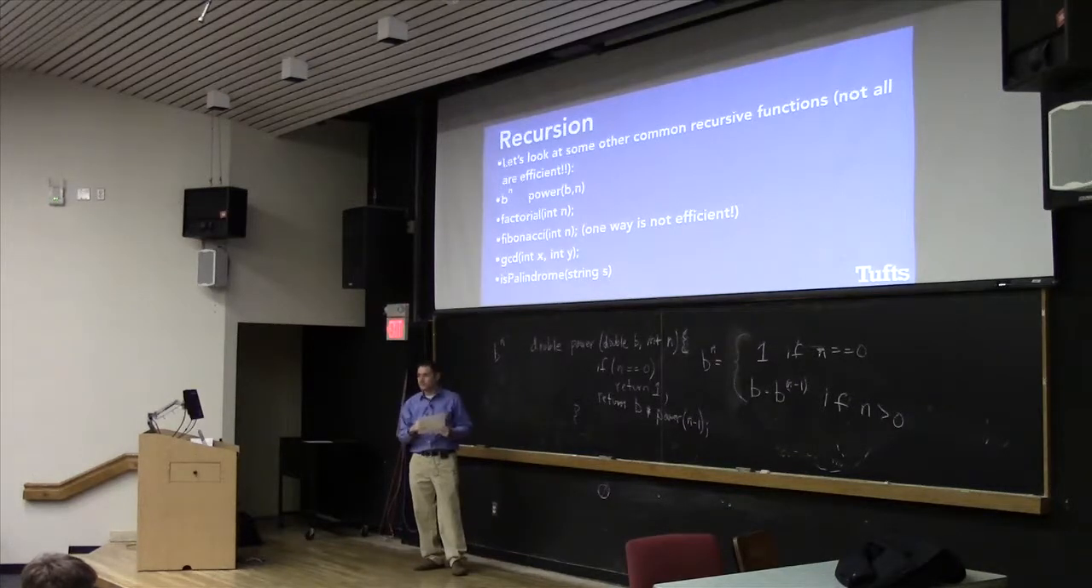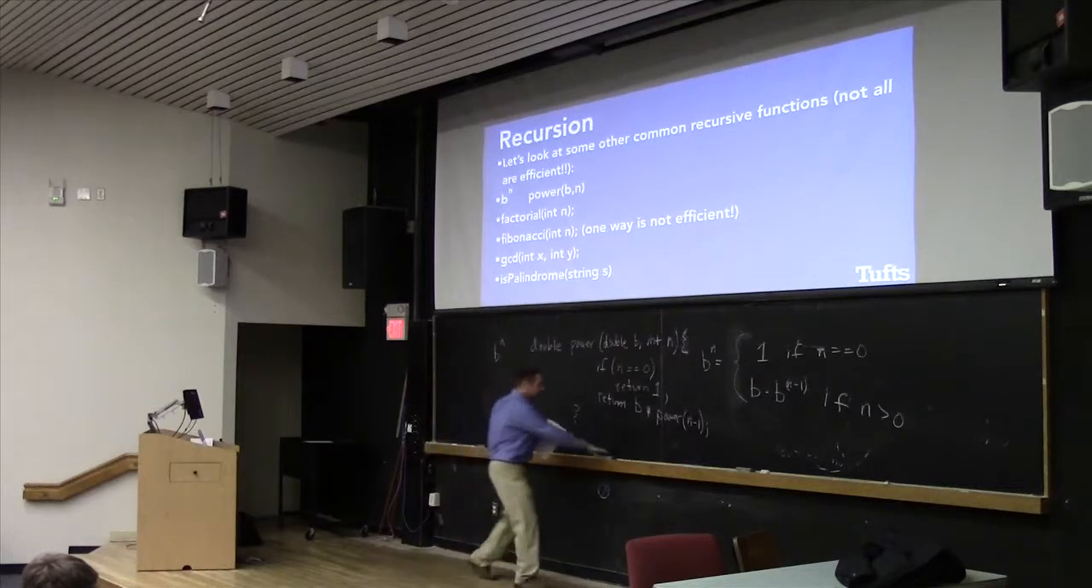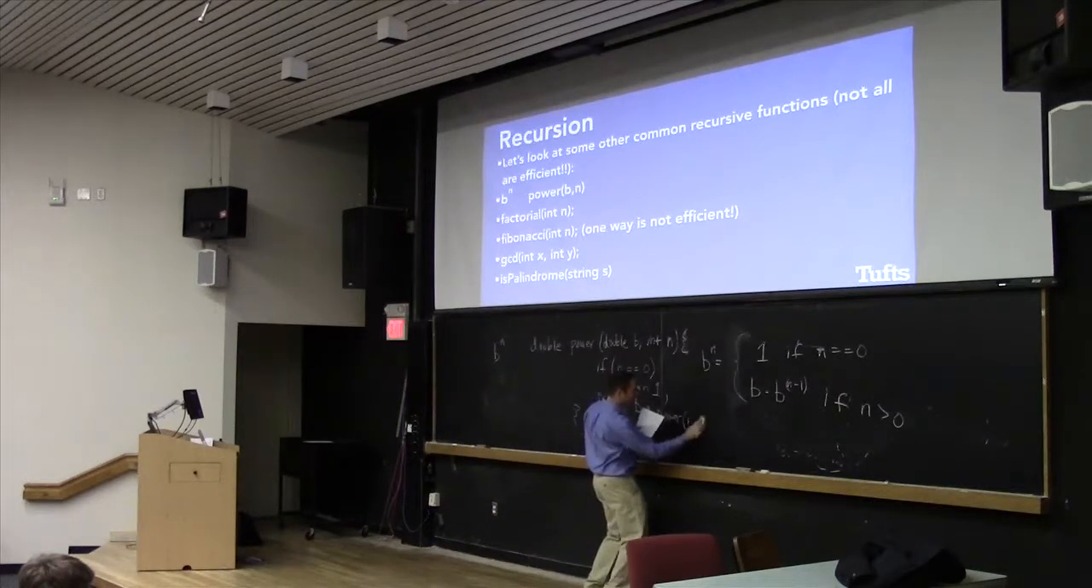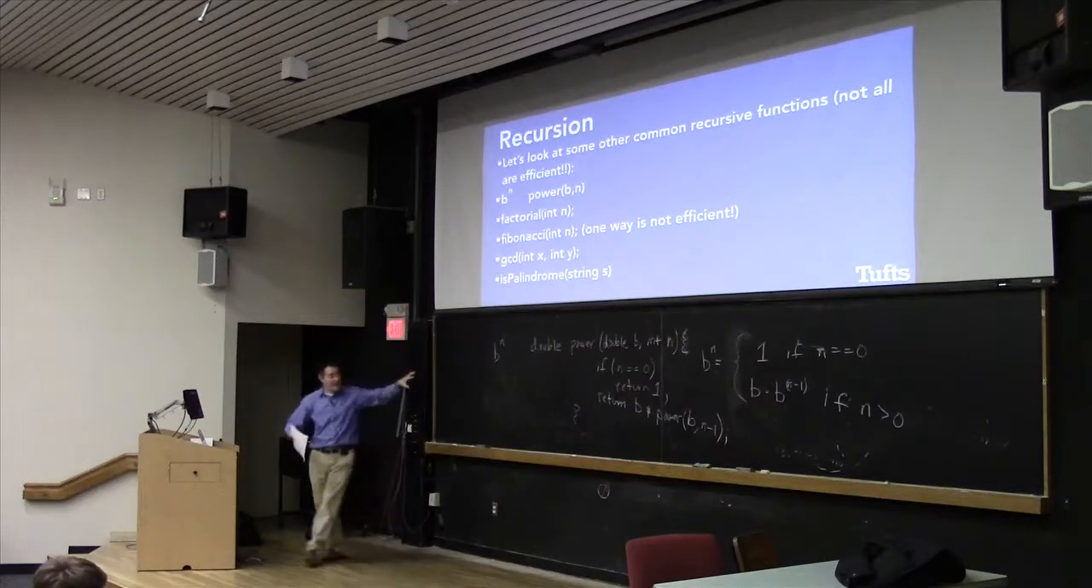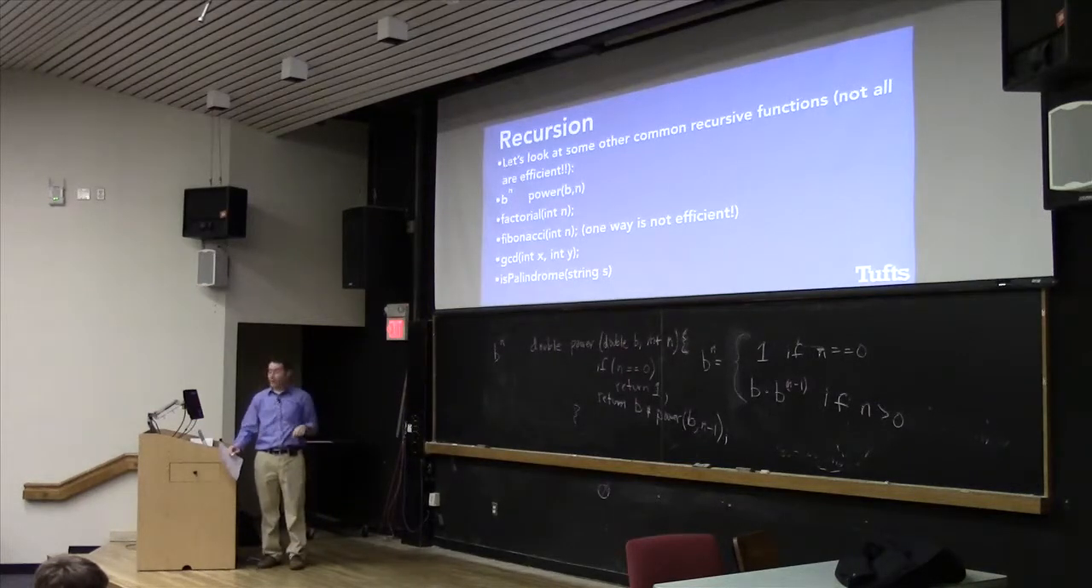Did I do that wrong? Oh, thank you. Power of b, comma, n minus 1. How's that? Thank you. All right. So now we've got our recursive function here. And each time it returns, we're going to have to use that return value and multiply it by the current value.